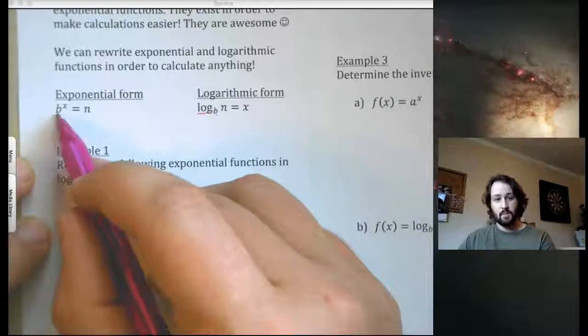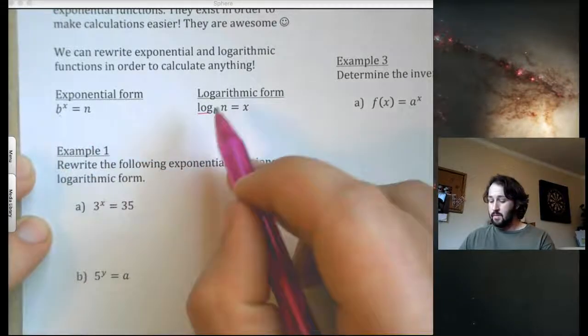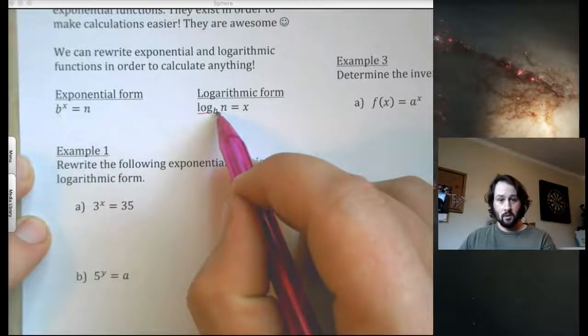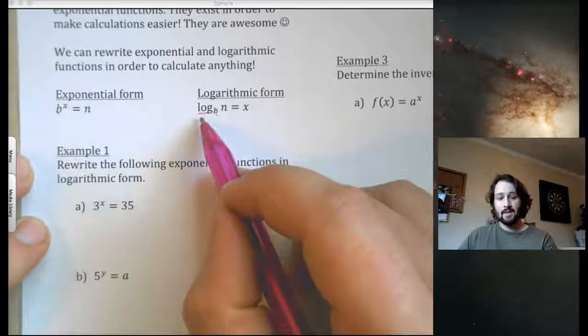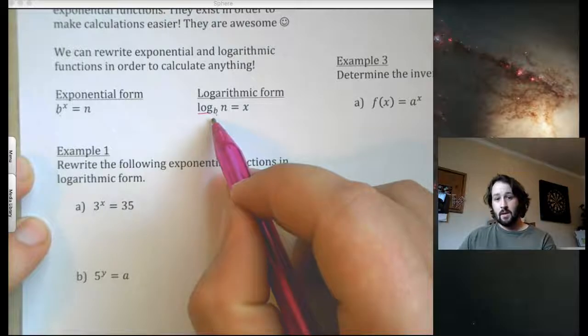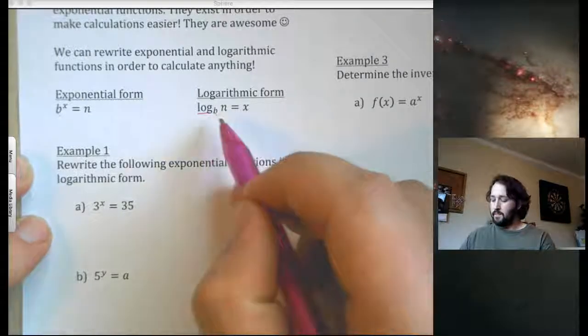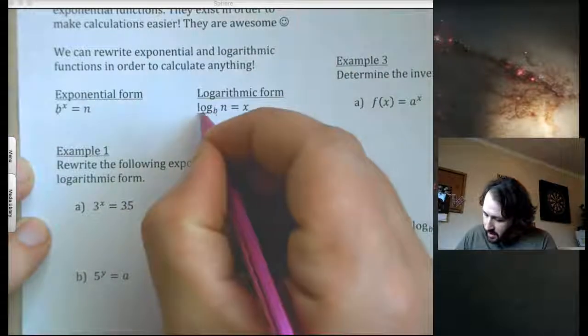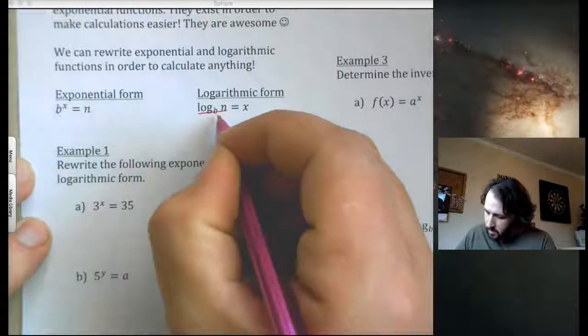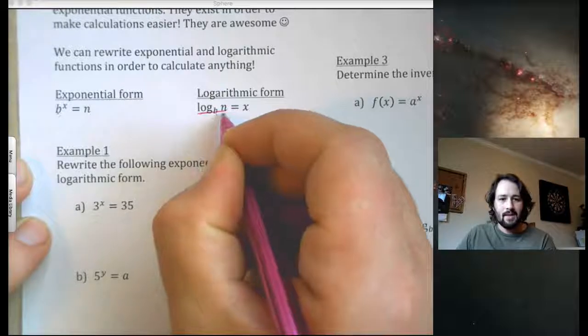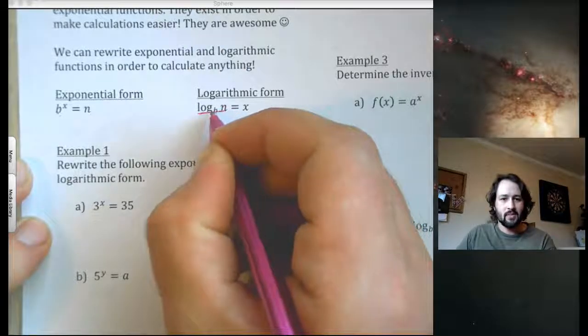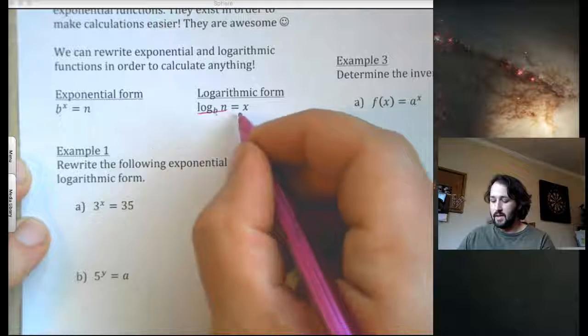So this is considered the base of the exponential form, and b is considered the base of the logarithmic form as well. The way that I say this is log base b of n. So I'm taking log of a number. Notice how it's written: the b is a subscript right there, the n is right on the line, just as big as the logarithm, and it equals the x.